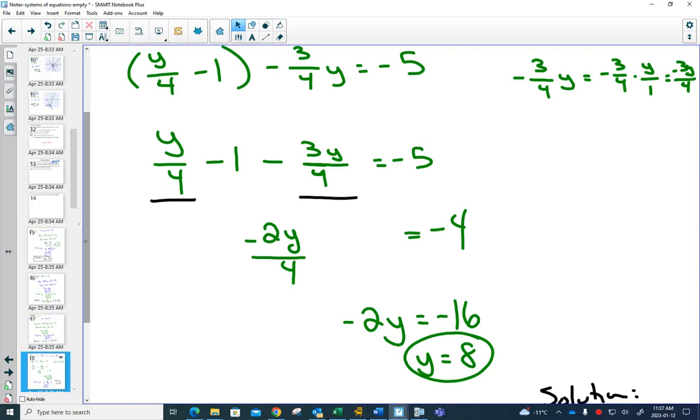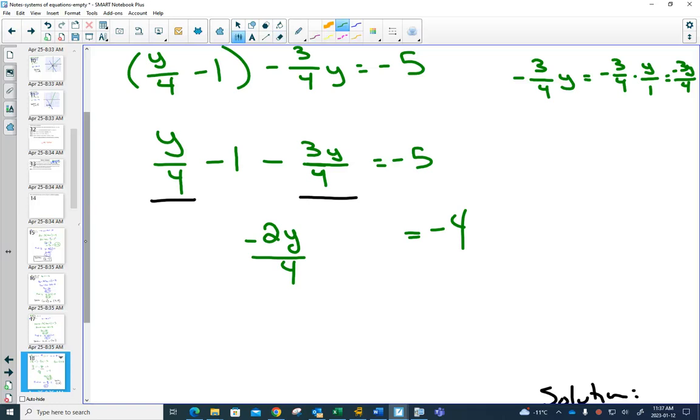Did anybody, when they saw the 2 over 4, say to themselves, I can simplify that fraction? Right? Because what's 2 over 4? 1/2. So, if we did that, I would have -y over 2 equals -4. I could still multiply by 2, and then multiply by a negative. I would still get y equals 8. That's another option. Okay? I want to show you another option.